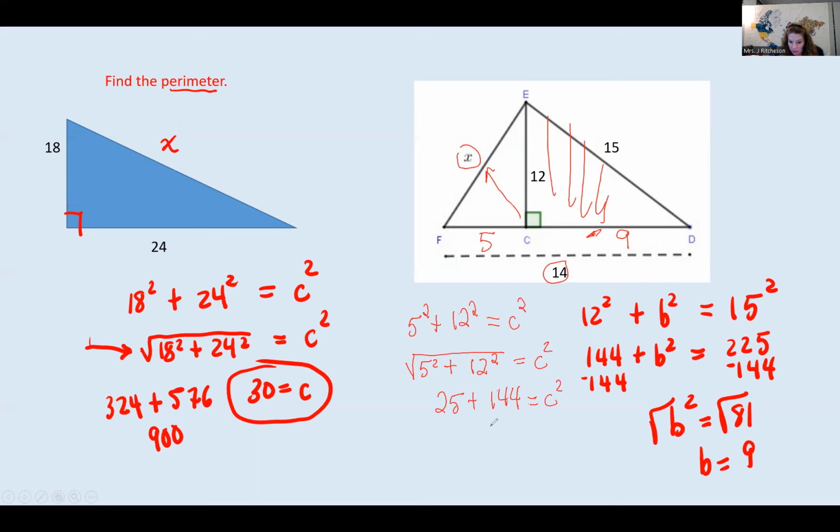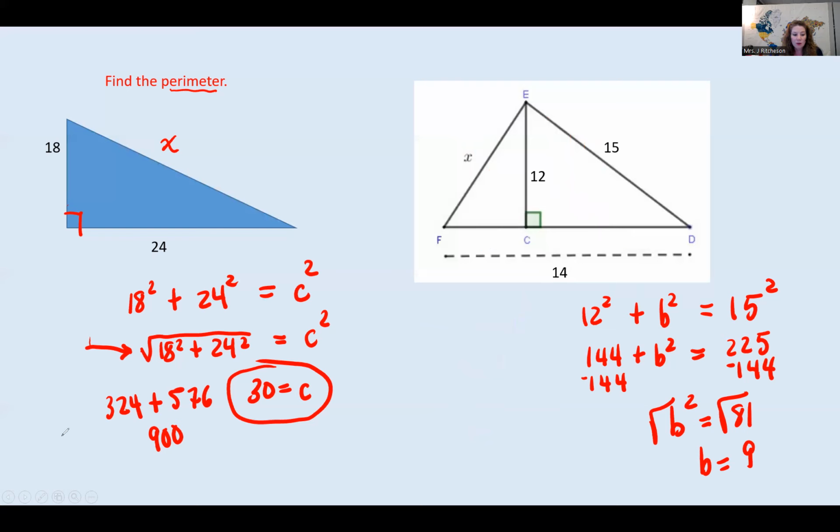So 25 plus 144 is what? 169. And then you're going to find the square root of 169. And that would be 13. You have to do all of that to figure out that X is equal to 13. Okie dokie.